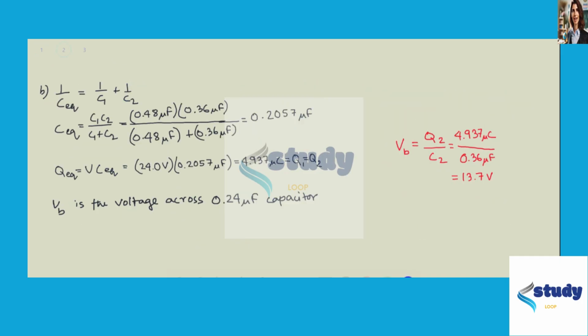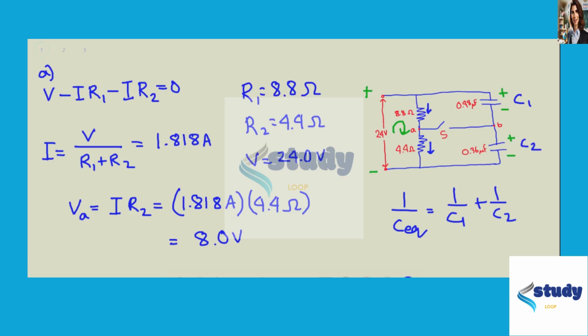Yeah, let's strike that out. It's going to be 0.36 microfarad. And if that's the case, then the voltage drop should be Q2, which is the charge that we found out, divided by C2, or the capacitance of the capacitor. So charge will be in microcoulomb, and this is in microfarad. If we divide, we get our voltage as 13.7 volts. So that's our voltage drop across point B.